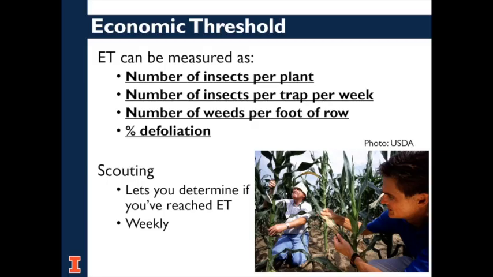Above all, the first step to determine if you've reached the economic threshold is scouting. The crop growing season is relatively short, so scouting weekly will allow you to see the changes in your pest population and make sure that the pest is in a susceptible life stage so that your treatment option will work.